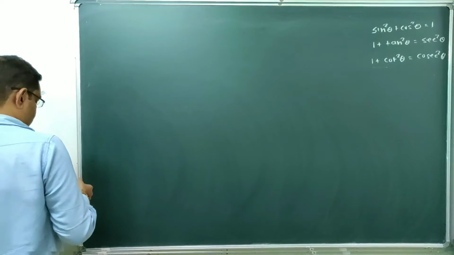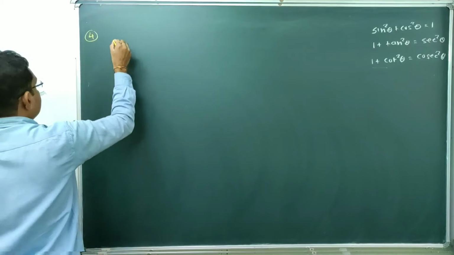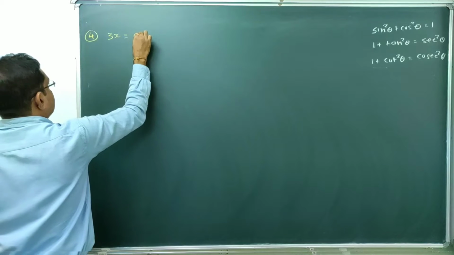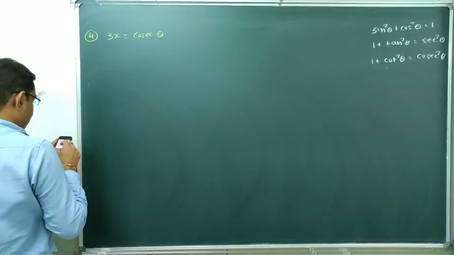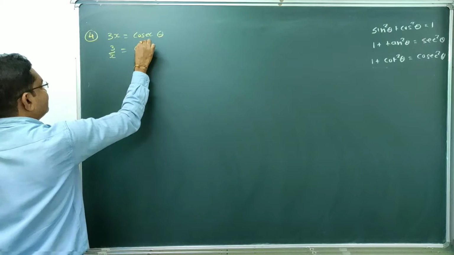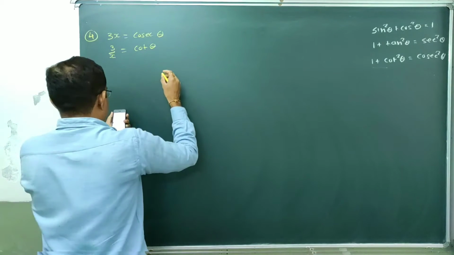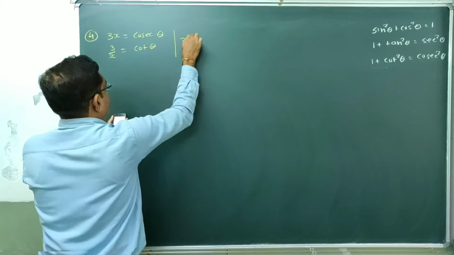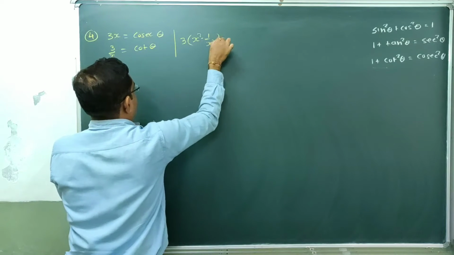Okay students, now question number 4. Very good question. If 3x equal to cosec theta and 3/x equal to cot theta, find the value of 3 into x square minus 1 upon x square. This is given and the question is to find the value.